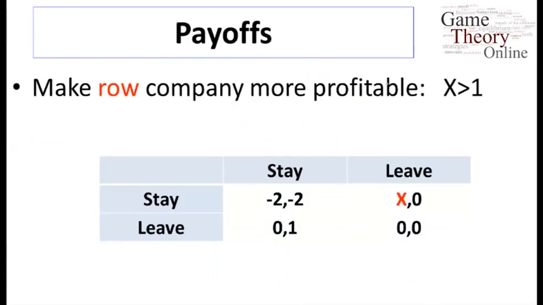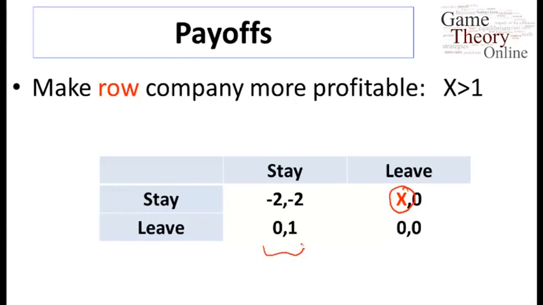Okay, so that gives us an idea of what the equilibria look like. Now let's suppose that we make the row player, the company, more profitable. So instead of having a 1 in this cell, let's put a payoff of x, where x is possibly greater than 1. Okay, let's go back, resolve this. So in terms of the pure strategy equilibria, nothing's changed.